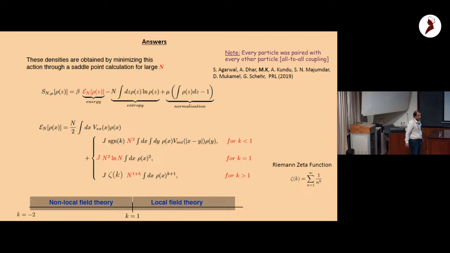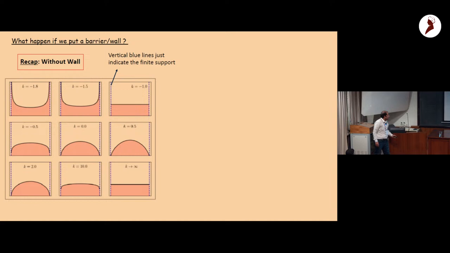Okay. Any questions? So this is the density profile for the low temperature regime, when k goes from minus 2 to infinity. Okay, so this is a recap of the density profile. These blue lines are just to show the support. This is the size of the cloud. Now the question is, what happens if we put a barrier?